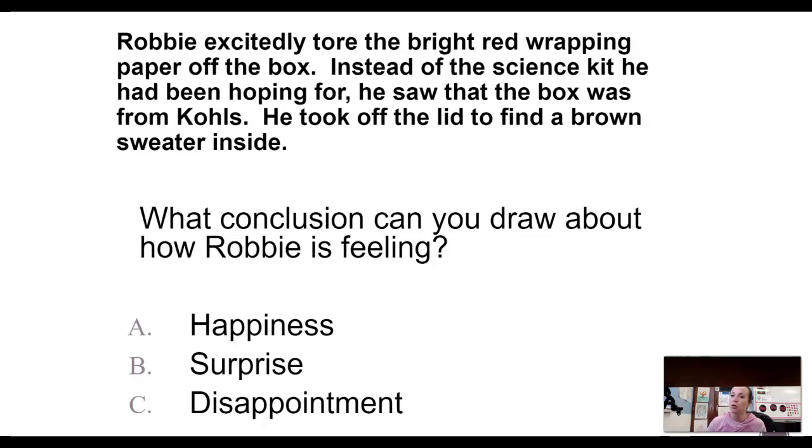So we're taking those clues and we're making an educated guess about how he's feeling because, again, in the story, it doesn't tell us. So on your paper, do you think it's A, happiness, B, surprise, or C, disappointment? Well, the correct answer there is C. He's feeling disappointed. If you want a gift and you don't get it, how would you feel? You're going to feel disappointed.